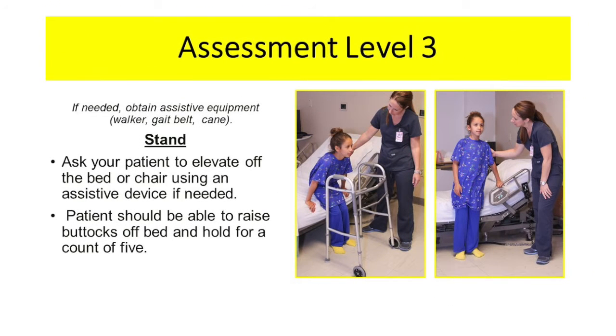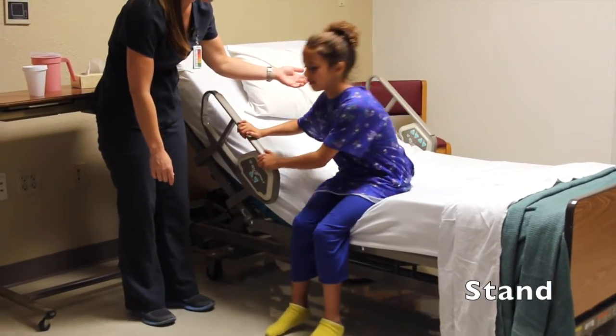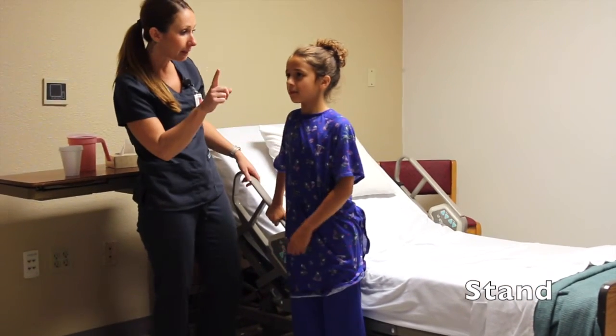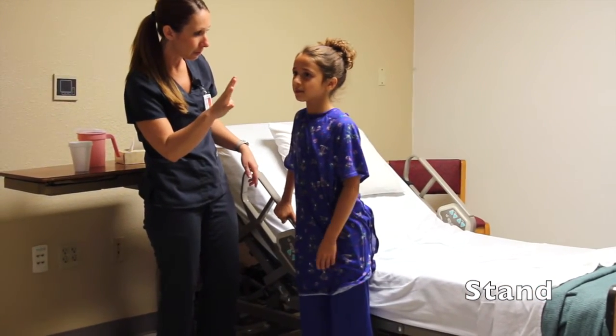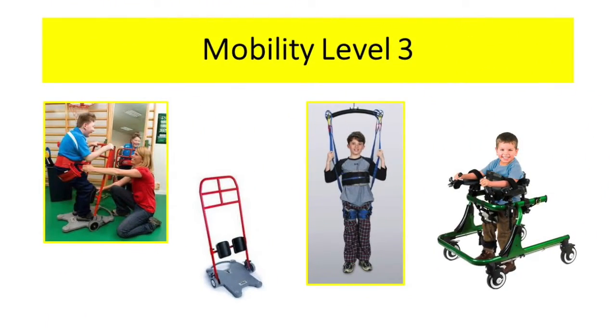If your patient completes the tasks of Assessment Level 2, move on to Assessment Level 3, stand. Ensure your patient's feet are firmly on the floor and with non-slip footwear. Ask your patient to come to a standing position for 5 seconds. She may hold the handrail if needed. If your patient is unable to come to a standing position or unable to maintain standing for 5 seconds, he or she is considered Mobility Level 3. Consider the use of some of these safe patient handling and mobility equipment to assist your patient with mobility.